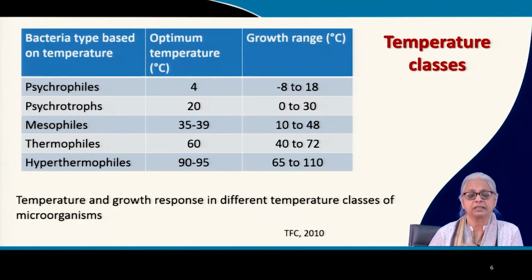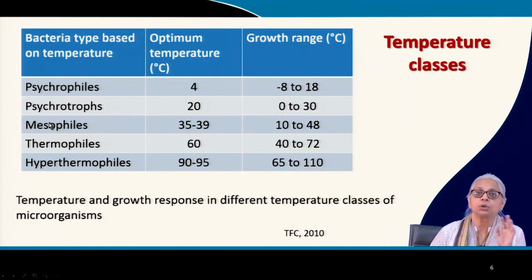Now we come to temperature classes. What we see in this table is that bacteria have been classified according to their optimum temperature. In the previous slide, I mentioned that bacteria that are in our environment are used to living in perhaps an optimum temperature of about 35 to 39 degrees centigrade and a range of 10 to 48 degrees centigrade. These are mesophilic bacteria. So when your food is exposed to these mesophilic bacteria, it will spoil under normal conditions. Within these conditions, if these are the temperature conditions, your food will spoil.